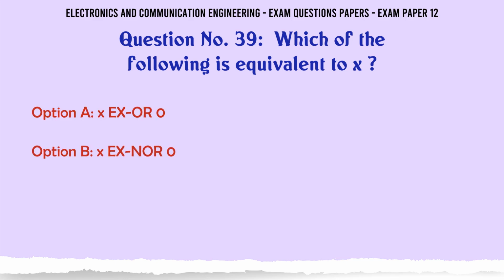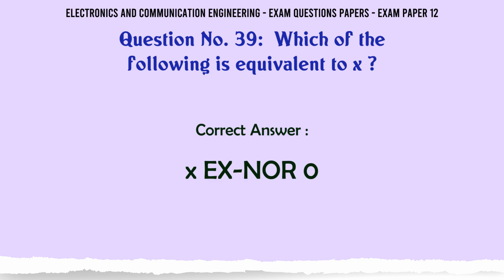Which of the following is equivalent to X? A) X or 0, B) X nor 0, C) 1 nor X, D) X and X. The correct answer is X nor 0.